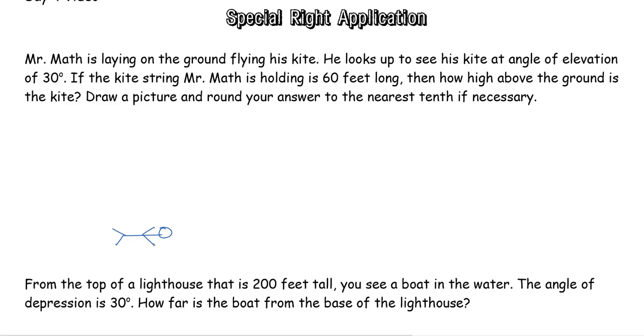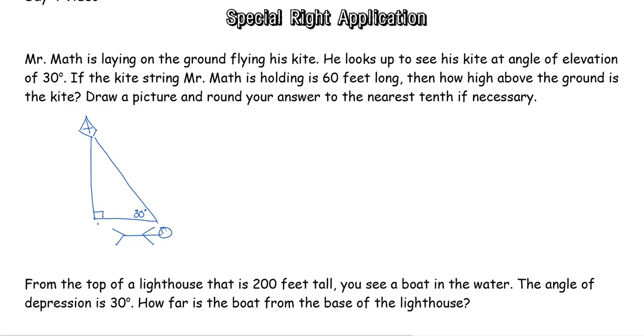He looks up to see his kite at an angle of elevation of 30 degrees. So he's got this string, he's got this kite. There's the string, here's his kite, and we have an angle of elevation, which means that we are creating this triangle. The angle of elevation is from his line of sight up. So this is going to be our 30-degree angle of elevation. This is going to be the horizontal drop, which means that's going to be a right angle.